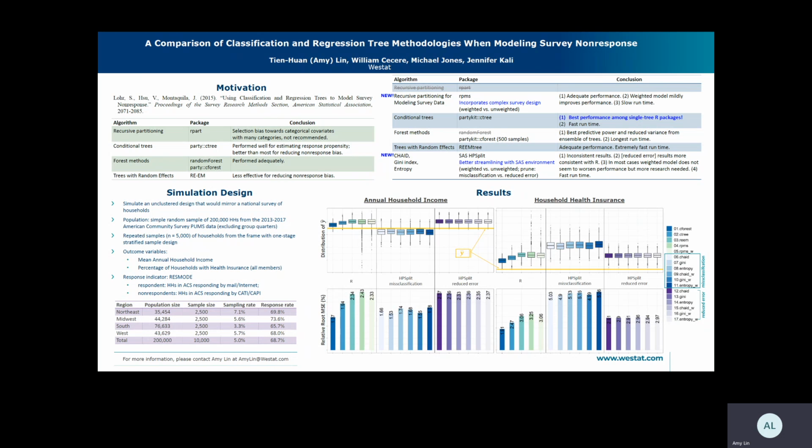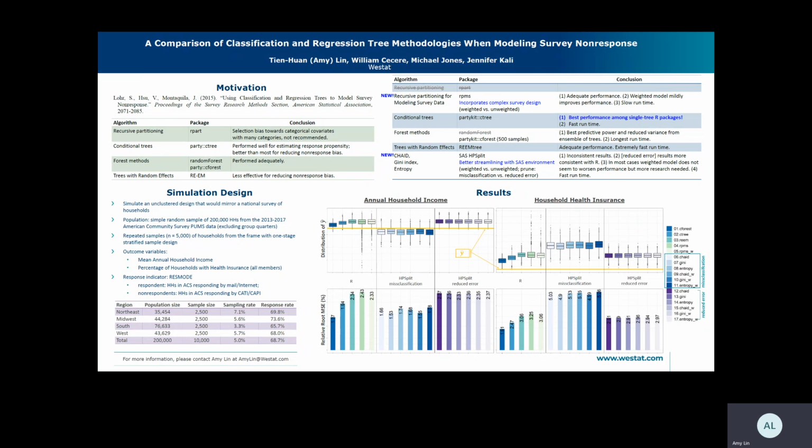In general, results by the reduced error pruning method were more consistent with the R packages, and the results by misclassification were inconclusive. So definitely more research is needed for HPSPLIT. And finally, on the usage of survey weights, we didn't see much difference between unweighted and weighted models, although it could well be that our sample design was not complex enough to see the benefits of weighted models.